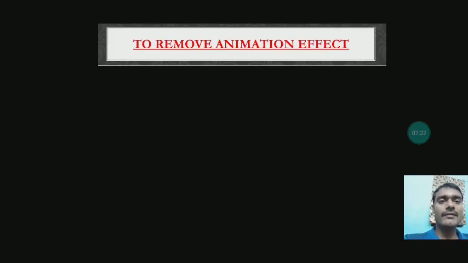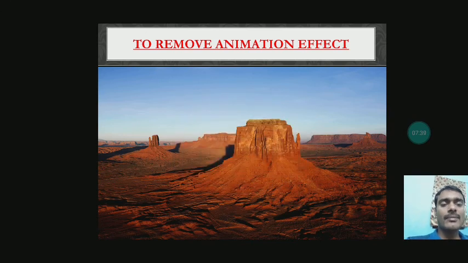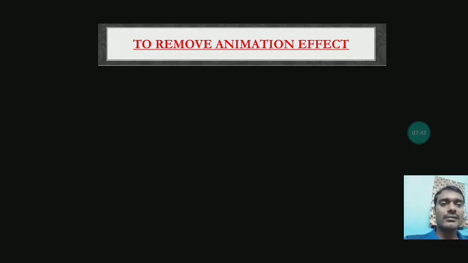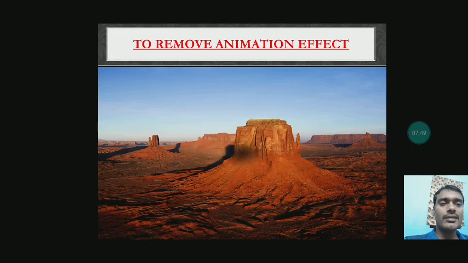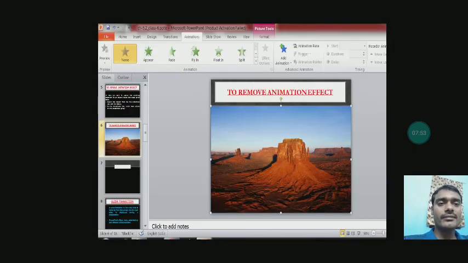With this example it will be clear. Suppose you have this type of animation effect, and you want to remove it. This is your shape effect. Once again, you can see this is your shape effect and you want to remove this animation effect.